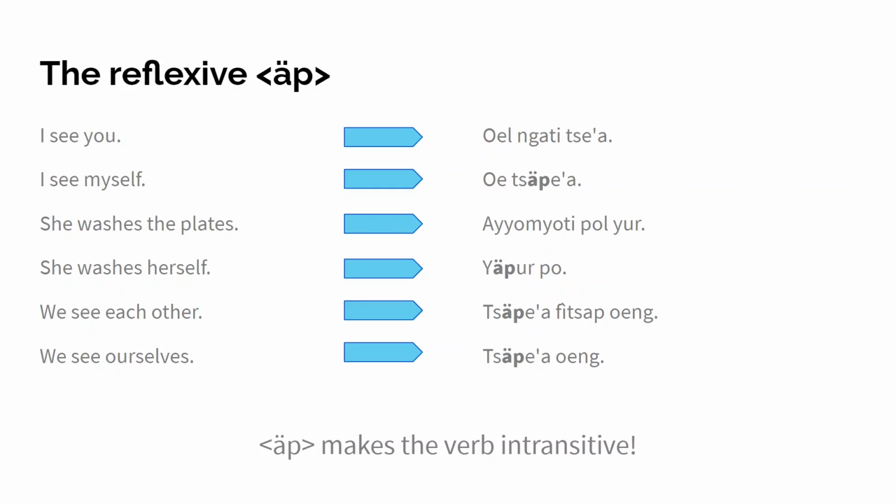So like I already said, ab makes the verb intransitive. So we will notice that in all the sentences with the ab, there is no L ending anymore, because it's now an intransitive sentence. And like you probably learned before, L only occurs in transitive sentences when there's also a T ending.